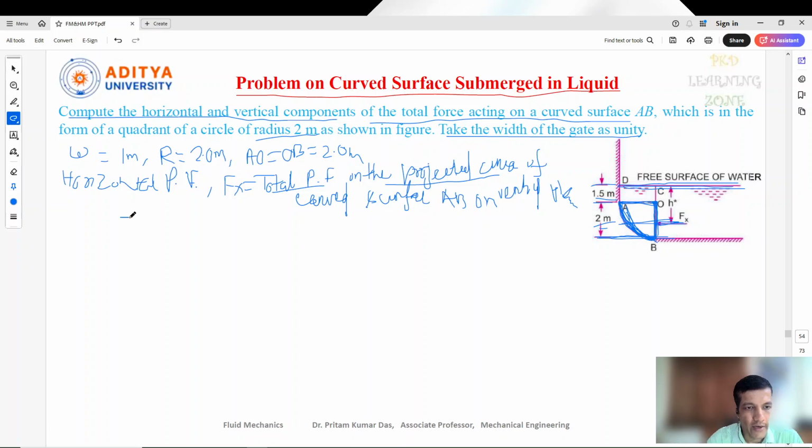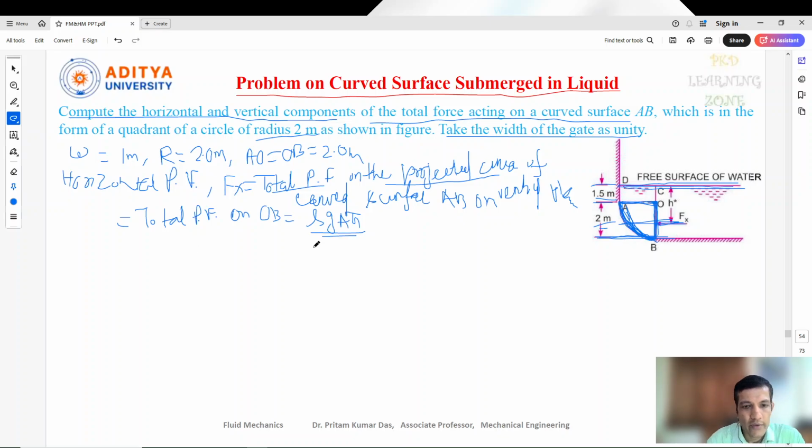So we can write this equal to the total pressure force on OB, that is the vertical plane. We know the formula for this: equal to rho g A h bar. This formula we already got previously in the theory, in the previous lecture, in the previous video, as you can see.